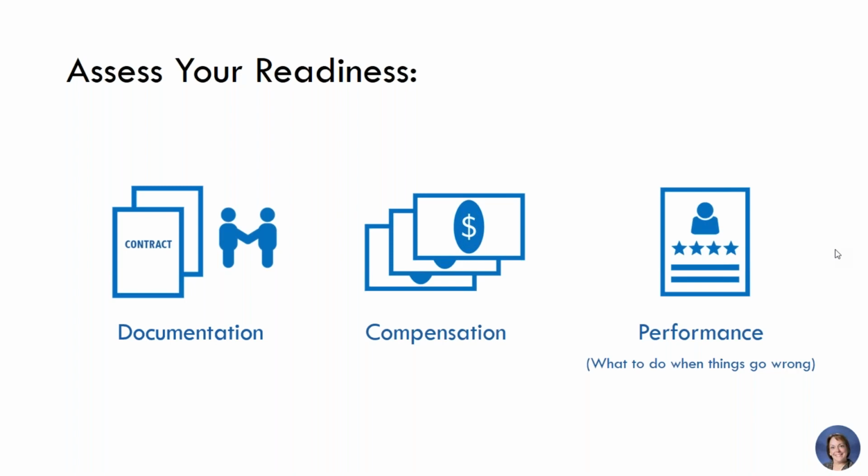And then performance. Are you ready to manage situations if things do go wrong? If you have a poor performing AFA, whether they are an employee or an independent contractor, you need to think about what documentation you need to have in place and what's your readiness to deliver that information and potentially terminate their relationship with you.